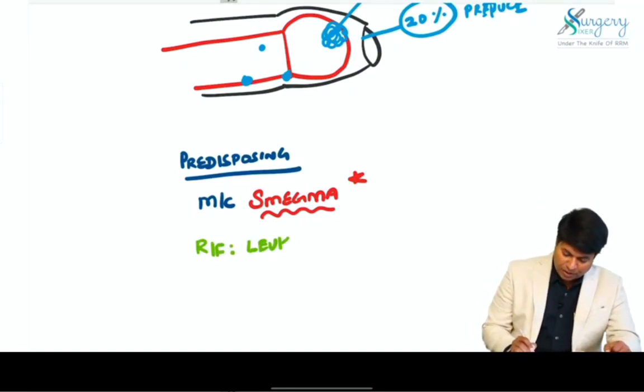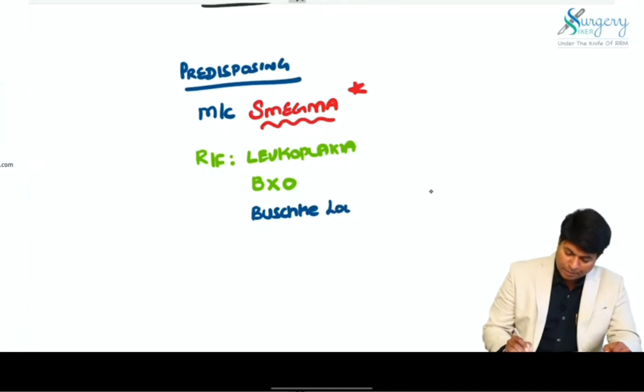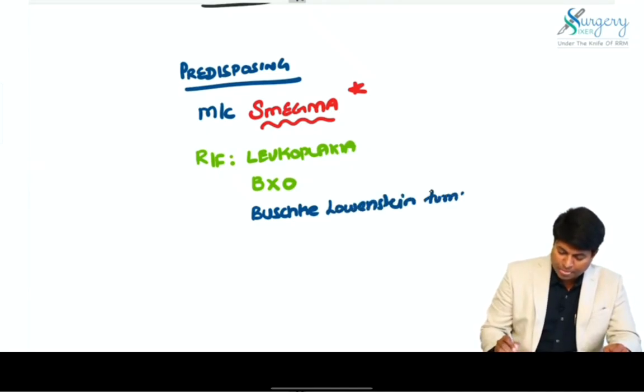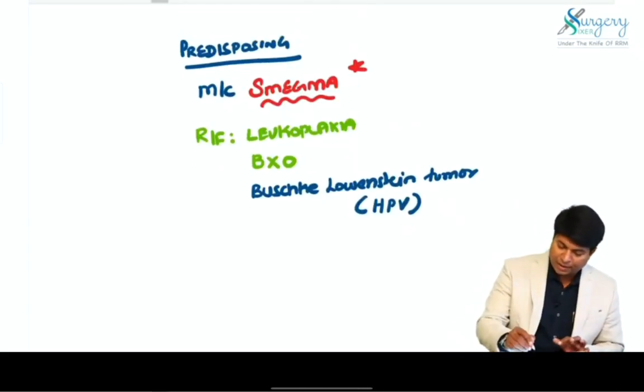Other risk factors are leukoplakia, balanitis xerotica obliterans, and Buschke-Lowenstein tumor, which is a tumor-like appearance caused by human papillomavirus. Buschke-Lowenstein tumor, BXO, and leukoplakia are the important predisposing factors.